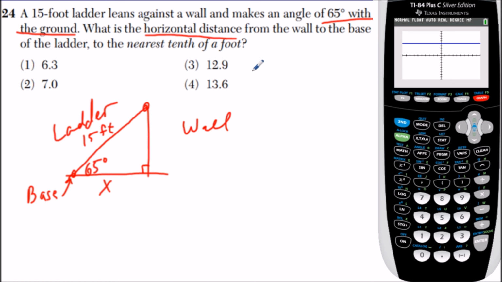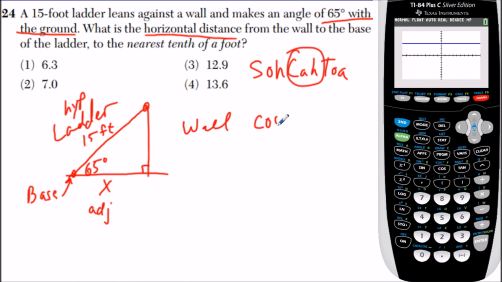Once again, if you remember the trig functions, the mnemonic SOHCAHTOA, if 65 is here, this is the side adjacent, and the ladder represents the hypotenuse. So we're going to go with cosine in this situation. Cosine of the angle, 65 degrees, is equal to the ratio of the adjacent side over the hypotenuse. So then x is just 15 cosine 65.